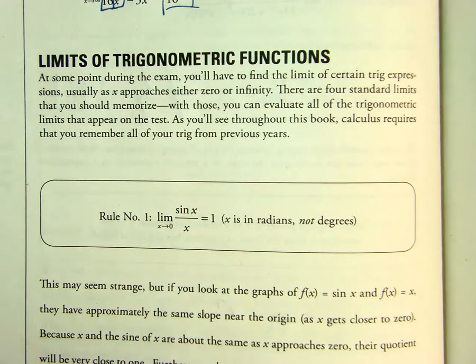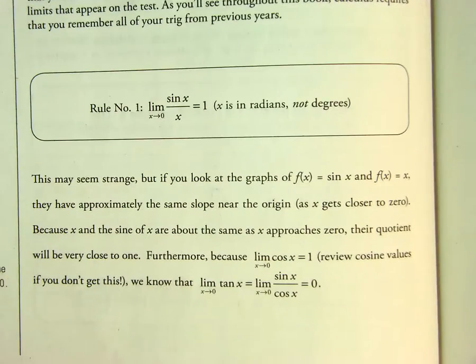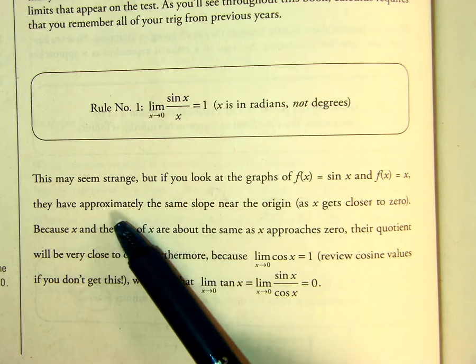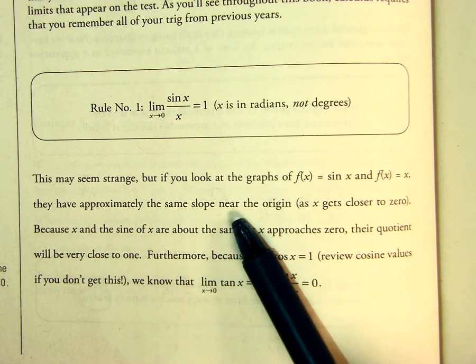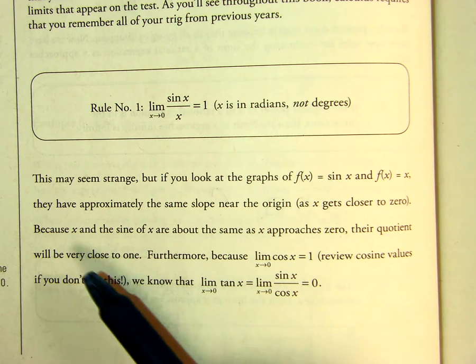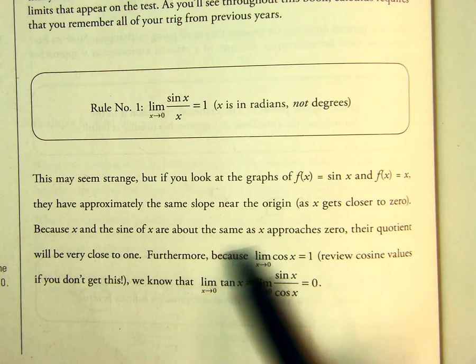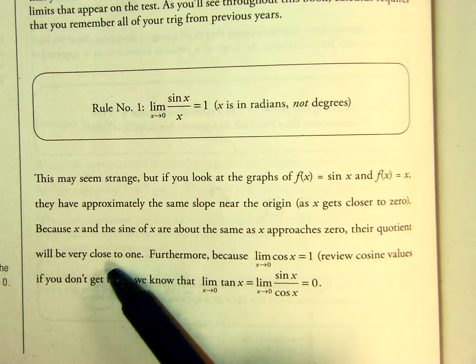It might seem really strange, but right here in the text it says if you look at the graphs of sine of x and x, they have approximately the same slope near the origin. And because x and the sine of x are the same as x approaches 0, their quotient will be very close to 1.